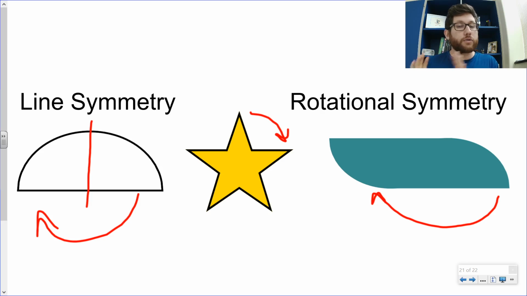So this would have rotational symmetry, but not line symmetry. And there are shapes out there that just don't have any type of symmetry, but we're going to focus on these two types of symmetry here in this video.